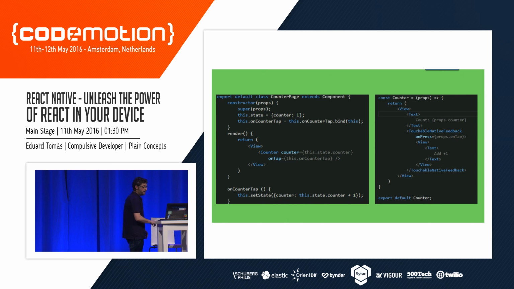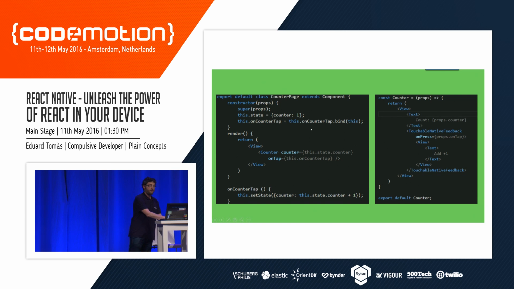Okay? And this component is basically rendering a view containing the counter component that we created previously. So the counter page component is a parent component, and the counter component is a child component. The state is stored in the parent component, not in the child. And how can the child component say to the parent component that the button has been pressed? Using this property onTap, which is defined in the properties.